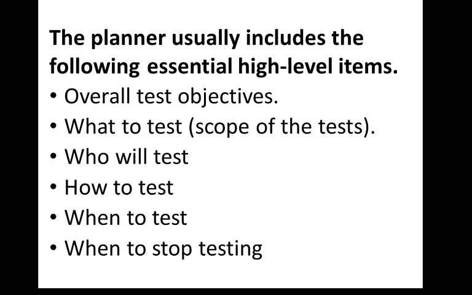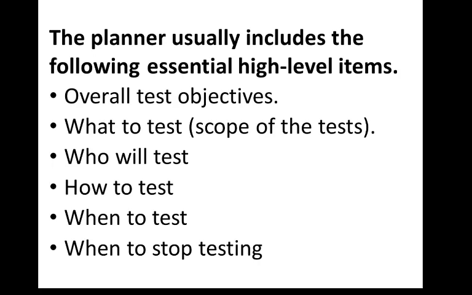First, the overall test objective: why are we testing, what is to be achieved by the test, and what are the risks associated with testing this product. The next one is what is to be tested, that means the scope of the test: what items, features, procedures, functions, objects, clusters, and subsystems will be tested.